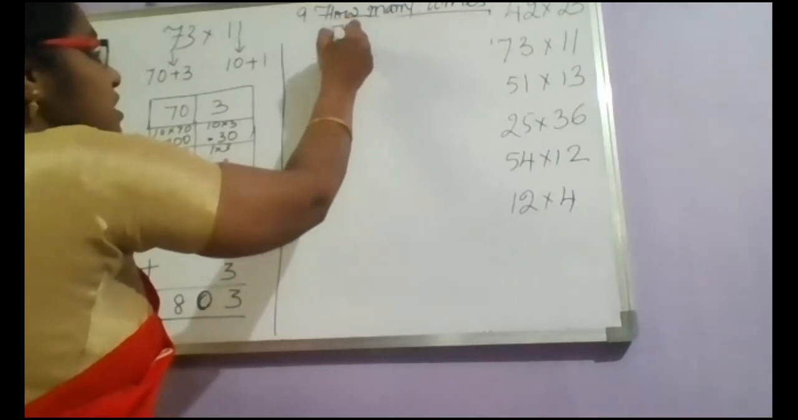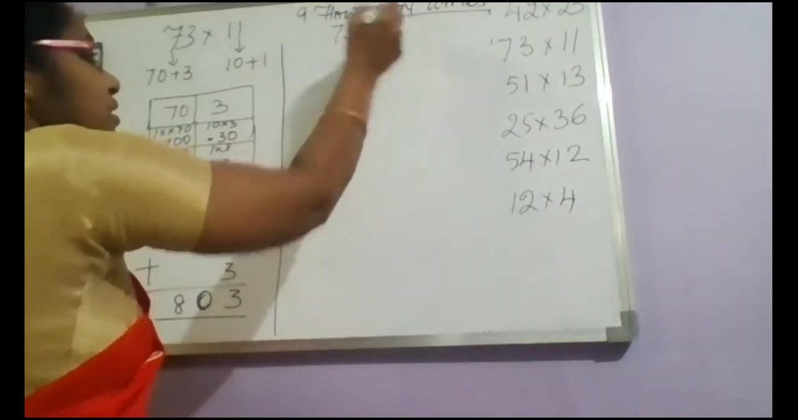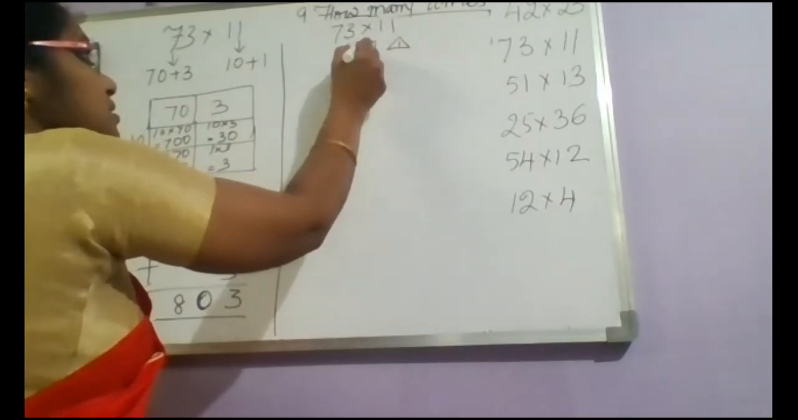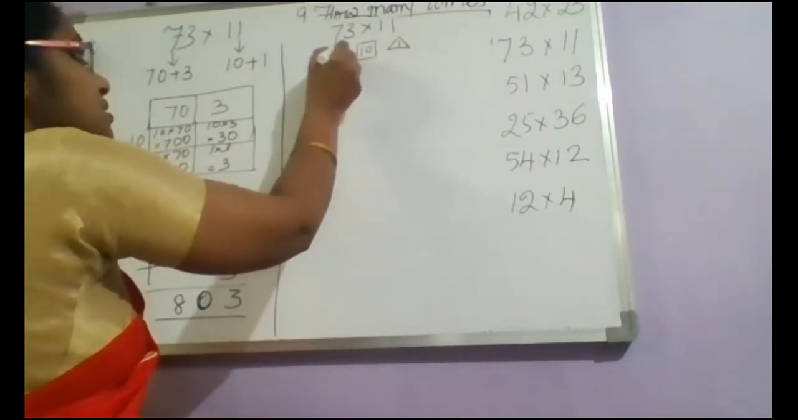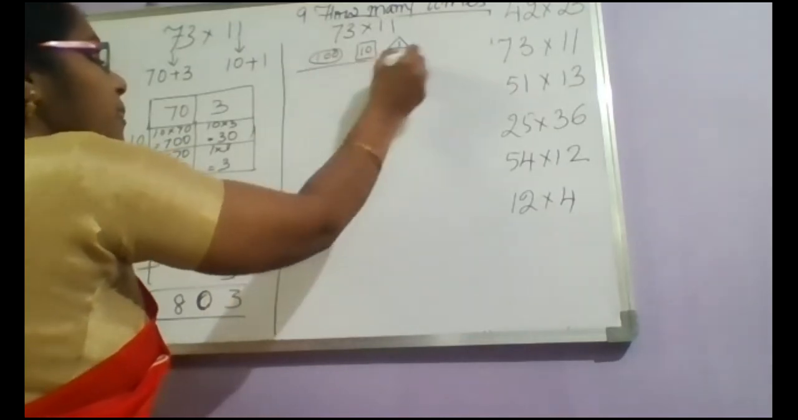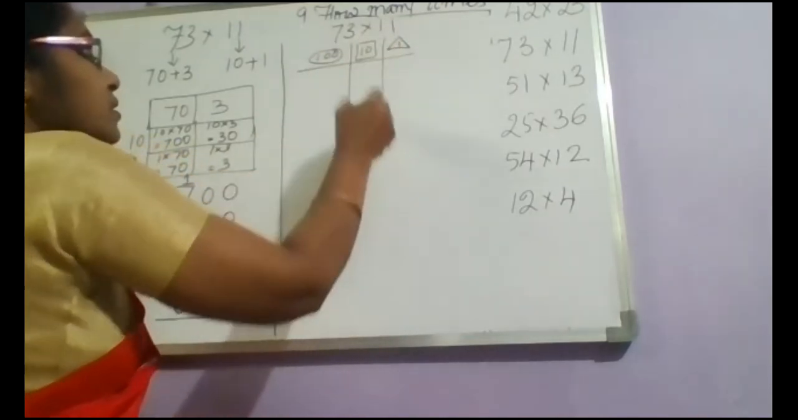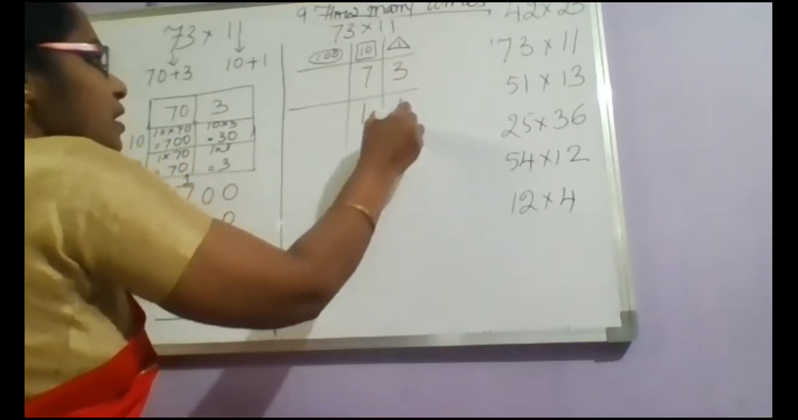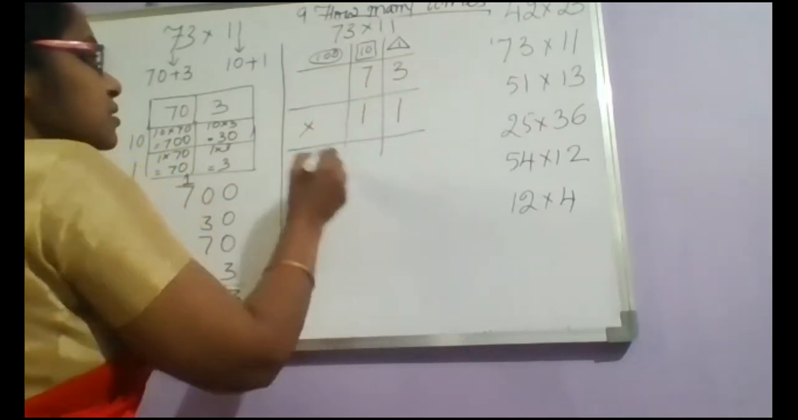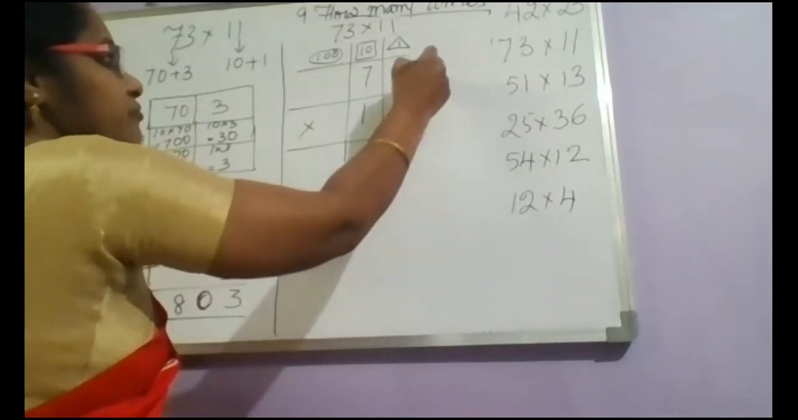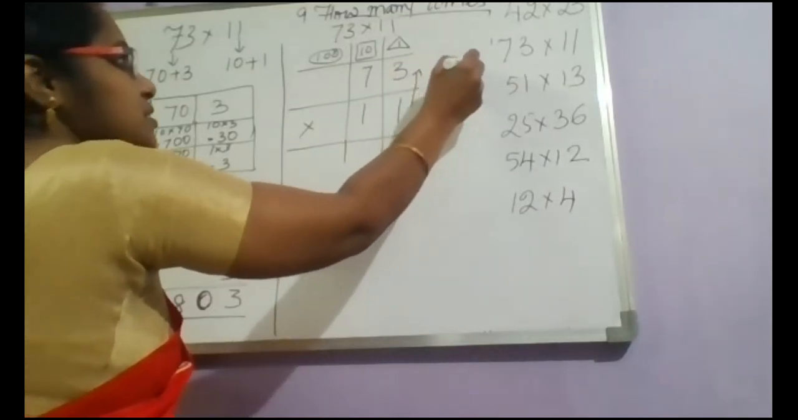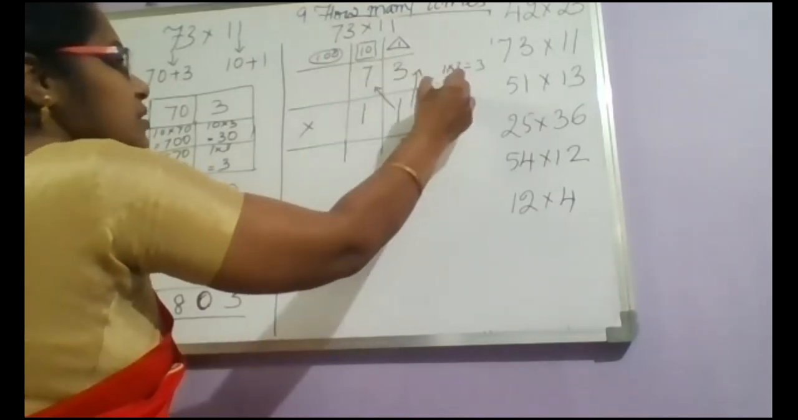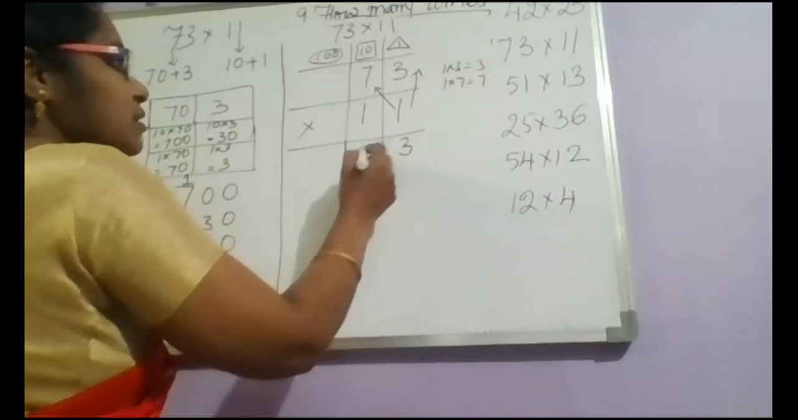Next, let us check the same with the column method. Column method, same problem, 73 into 11. First you have to take ones, tens, and hundreds. 73, 11, multiplication. First you have to multiply ones. So 1 into 3 is 3. You will place it here. Next 1 into 7, 1 into 7 is 7.